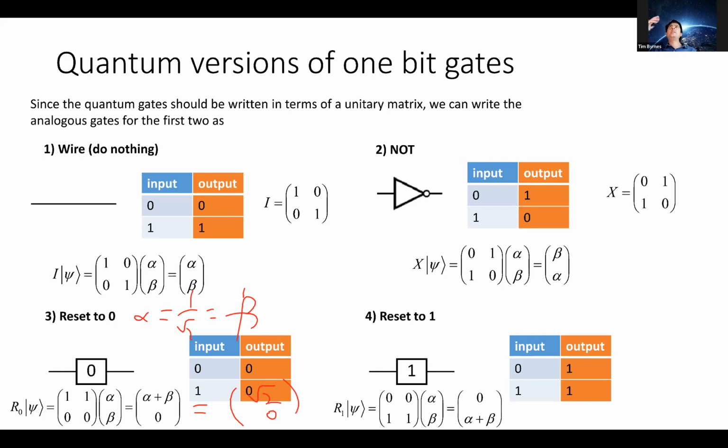But actually, it's not really consistent with a unitary matrix, because a unitary matrix should always preserve the normalization. It's actually one of the properties of unitary matrices. It preserves normalization, and this doesn't. So this matrix is a bit problematic in that way.